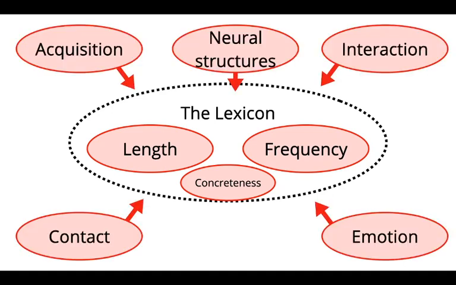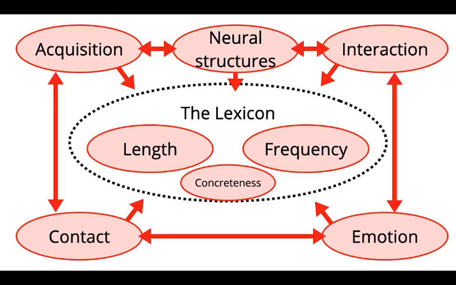But then we start to notice that many different areas and many different measures are correlated with all of these things. So things to do with acquisition, to do with neural structures, to do with interaction in face-to-face conversation, to do with contact between languages or emotions. Should we control for all of these things as well? And what's worse, all of these different things are also related to each other. So how do we turn all of these observations of correlations into a coherent explanation of causal relations between things?